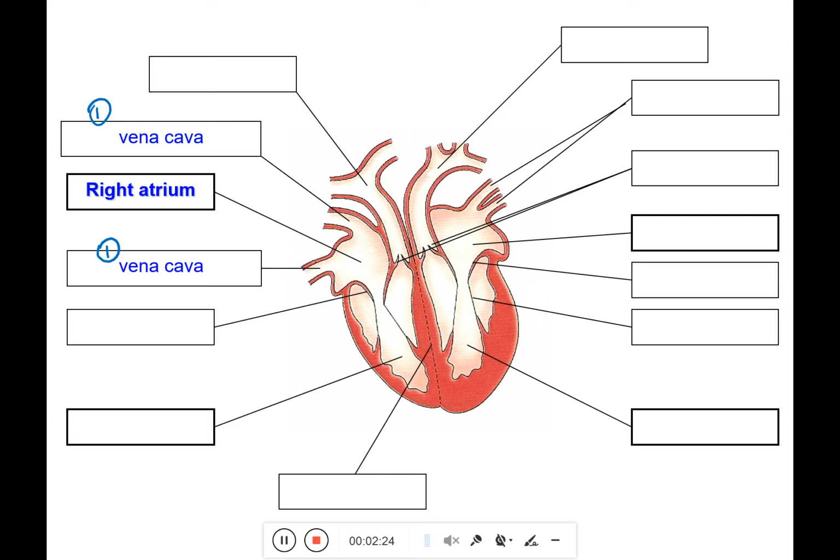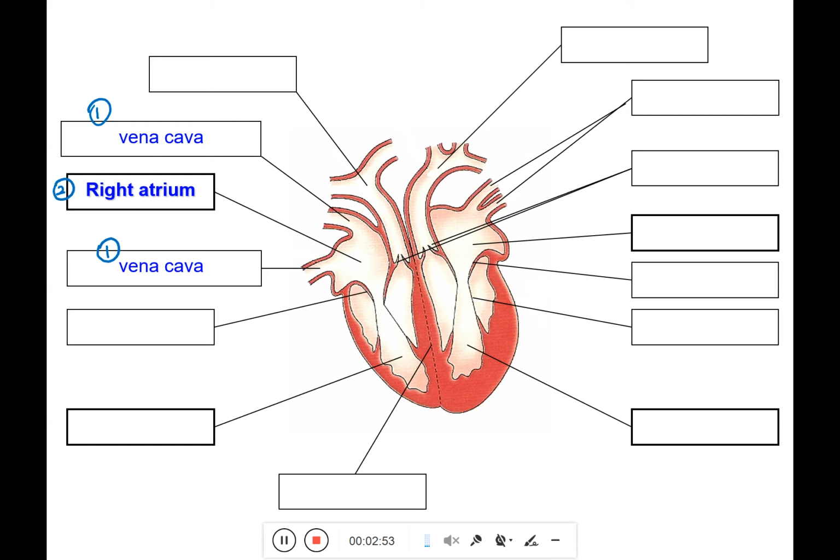Now in your textbook, it is further separated into anterior and posterior vena cava, or superior and inferior vena cava, but we don't need that. As long as you know it's vena cava, that's all right. So it's the biggest vein collecting blood from all the veins in your body, and the blood flows back into the heart. The blood will then flow into right atrium.